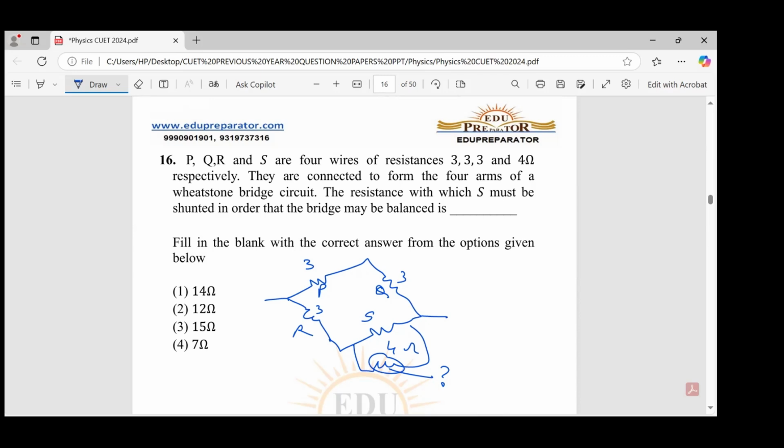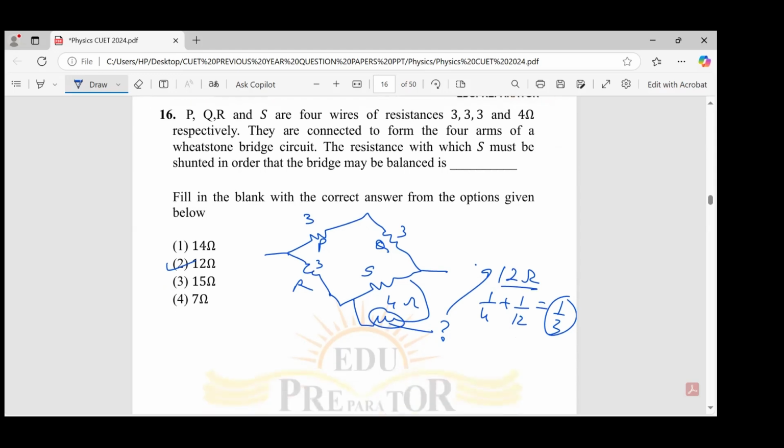So we know this unknown resistance should be equal to 12 ohm, because when you connect 1 by 4 plus 1 by 12, you get 1 by 3. So you need 3 ohm resistance here. So the answer will be equal to 12 ohm, right? Try to solve questions, again I'm saying, in the least time.